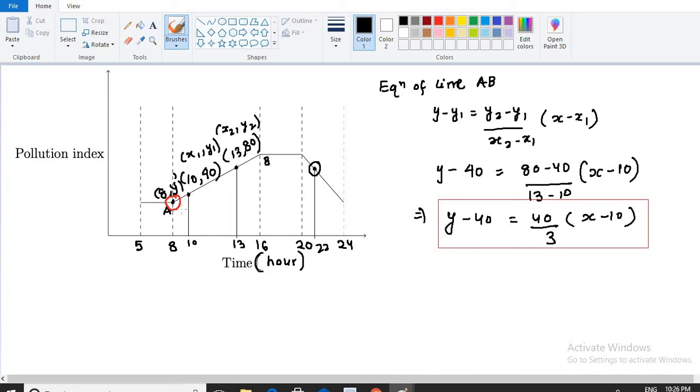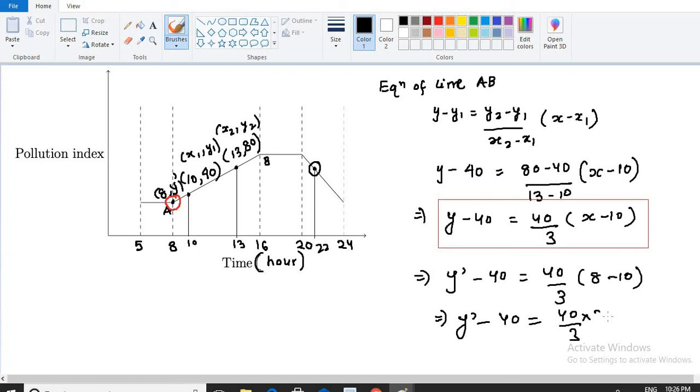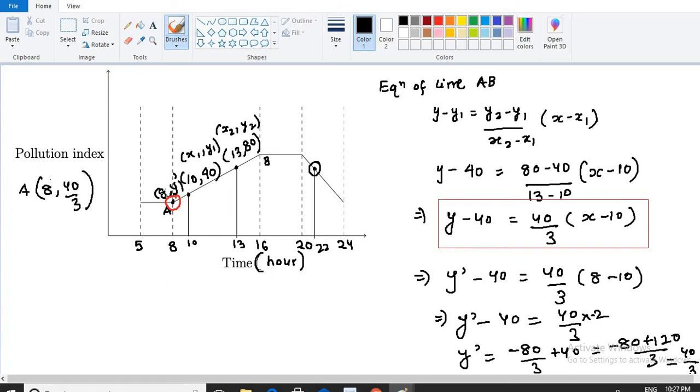By this we can find out the value of Y dash at 8 hours. Put down this value: Y dash minus 40 is equal to 40 by 3 into 8 minus 10. Simplify this: Y dash minus 40 is equal to 40 by 3 into minus 2, and Y dash will give you minus 80 by 3 plus 40, which is minus 80 plus 120 by 3, giving you 40 by 3. So the Y dash value at point A is 8 comma 40 by 3. So this is the point.